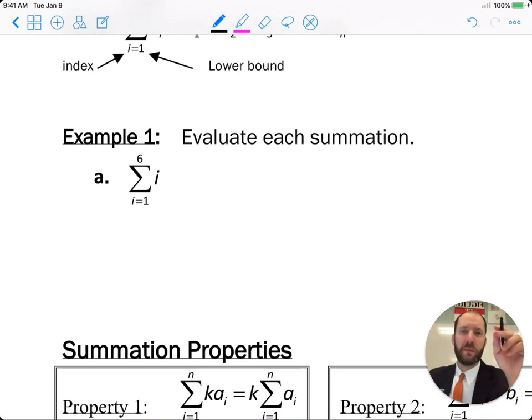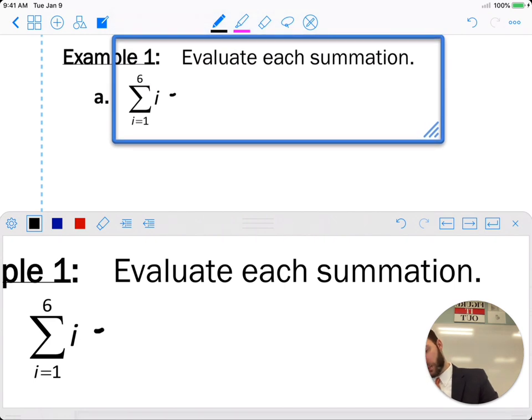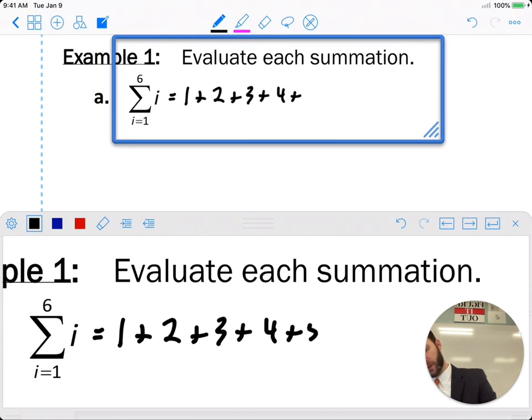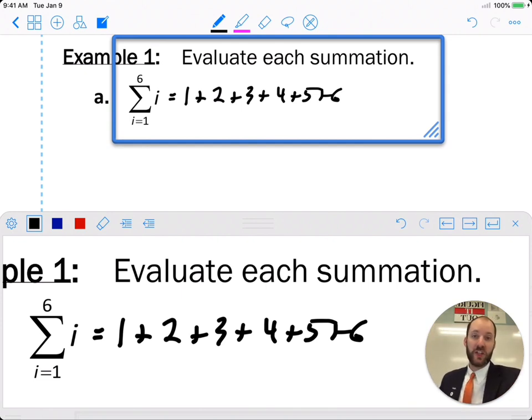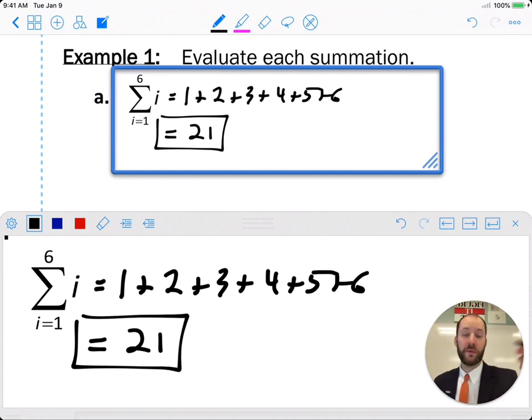So, evaluating basic summations is really pretty basic. You've seen this before where, okay, from 1 to 6 of i. So, this simply is 1 plus 2 plus 3 plus 4 plus 5 plus 6. Pretty easy summation to add up. Pretty easy formula or definition. Add it all up, you get 21.